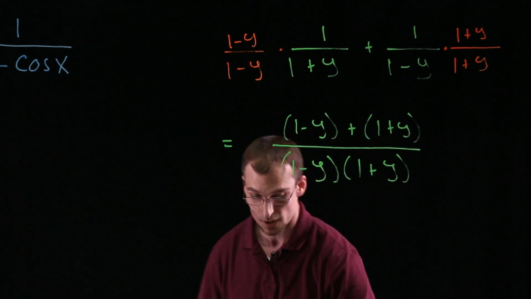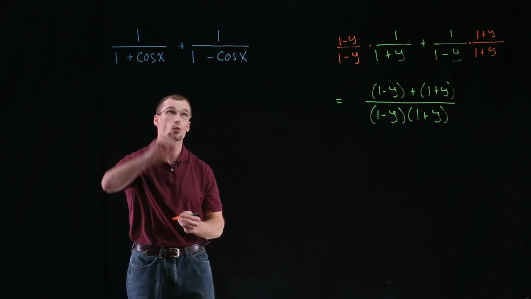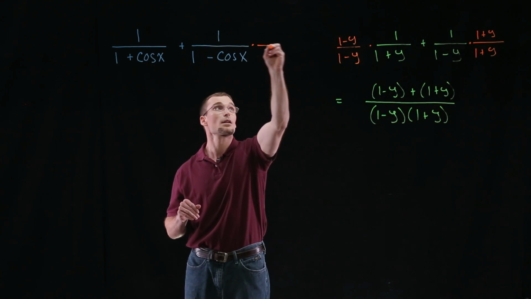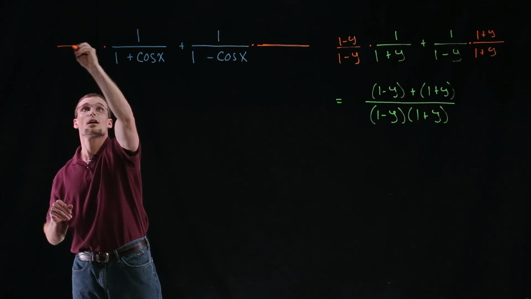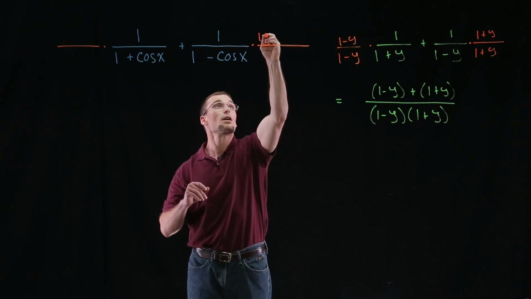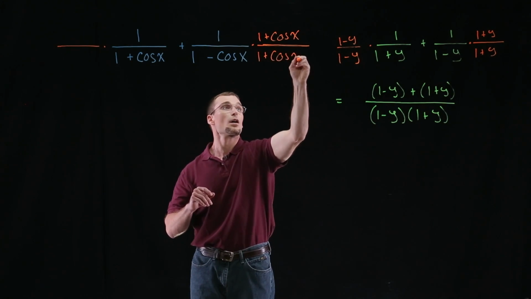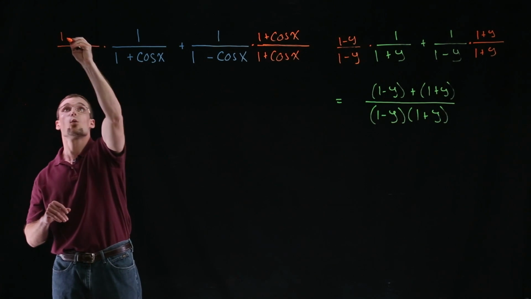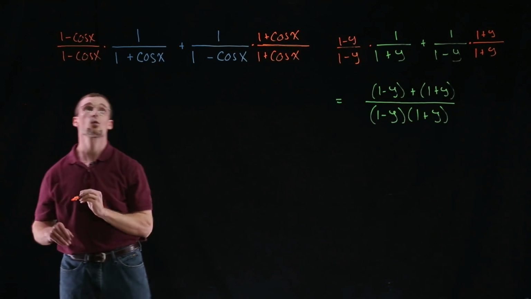So let's see what this has to do with our trigonometric expression over here. Well, fundamentally, treating cosine x like our y, we're going to follow the same steps. To get a least common denominator, we're going to multiply our left and right-hand sides. Starting with the right, we'll multiply by our denominator, 1 plus cosine x over 1 plus cosine x. And on the left, we'll multiply by our denominator, 1 minus cosine x over 1 minus cosine x.